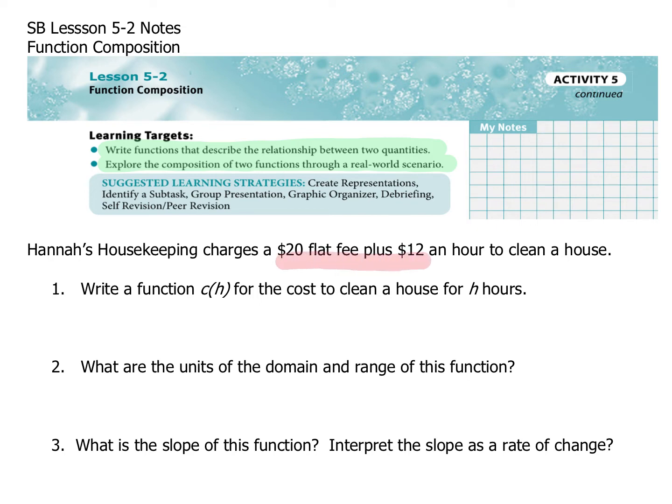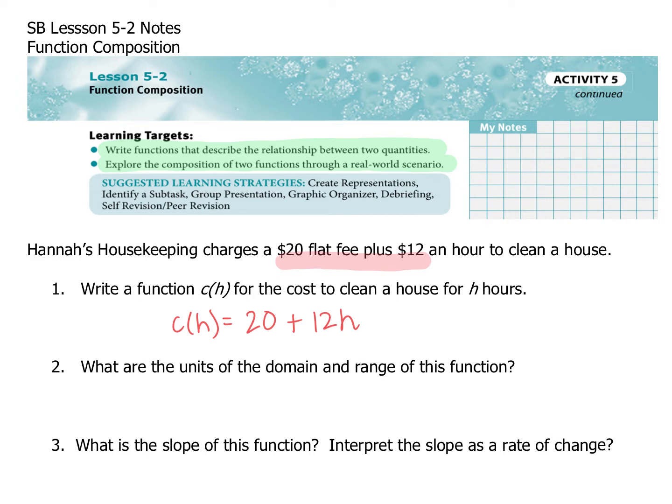So we can see that it is a $20 flat fee, a one-time $20 fee. So I can write that as $20. And then I'm adding on $12 times h number of hours. So that would be 12h. Again, all of this is going to represent our output, so we can set it equal to C of H. Now, we've created functions like this before, but now we're going to continue to apply this idea of looking at the units and what it means.